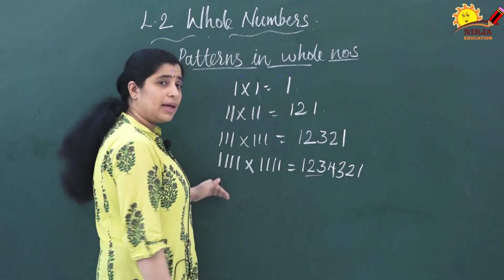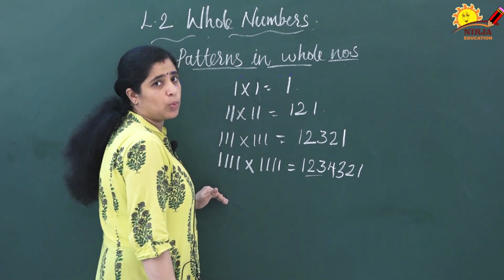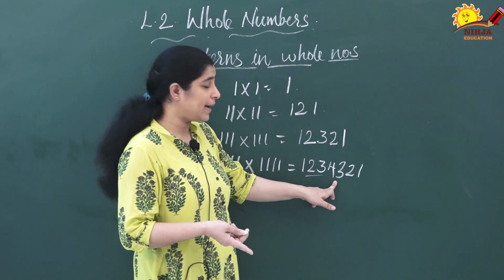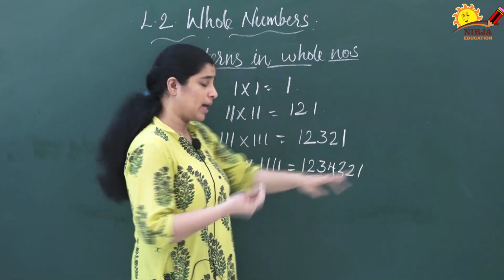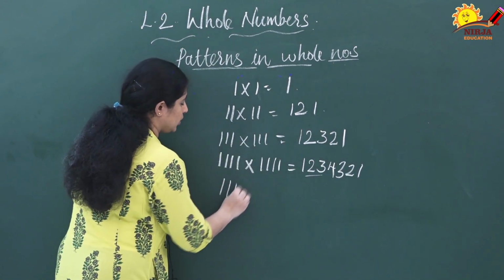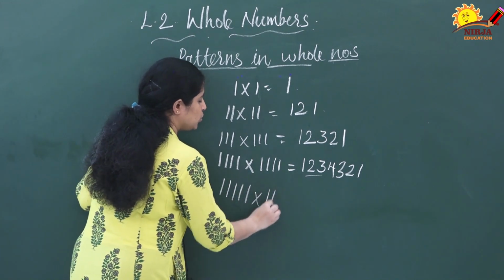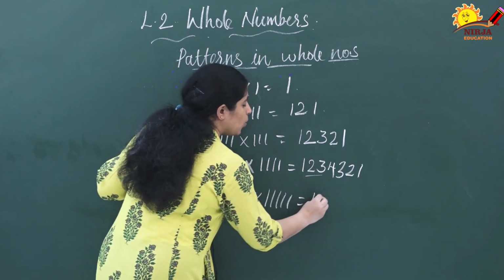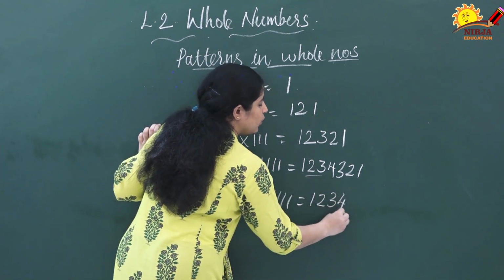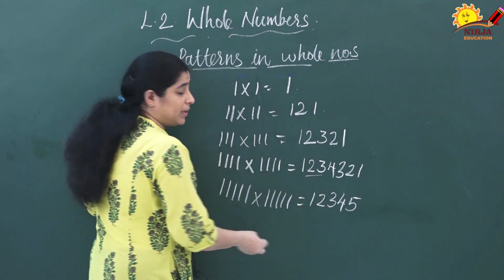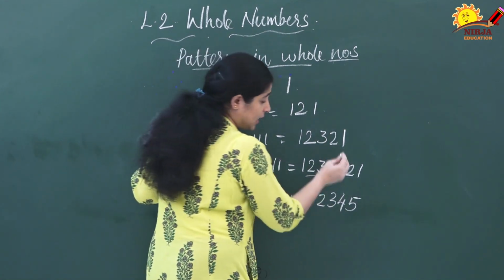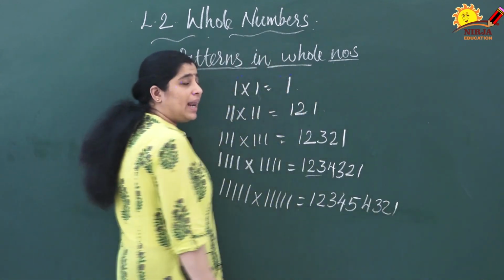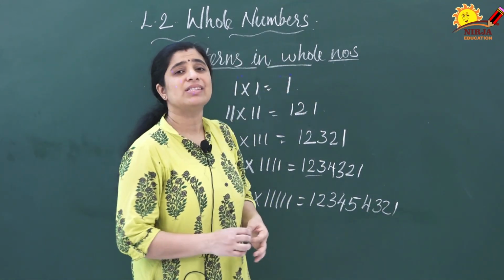Like this way, if I take 5 ones, you know what will come here: 1, 2, 3, 4, then 5 will come, and again 4, 3, 2, 1. I will write it here: 11111 multiplied by 11111. What will come here? 1, 2, 3, 4, then 5 will come here. Again the numbers on the left side you have to write, that is 4, 3, 2, 1. Like this way we can observe some patterns.